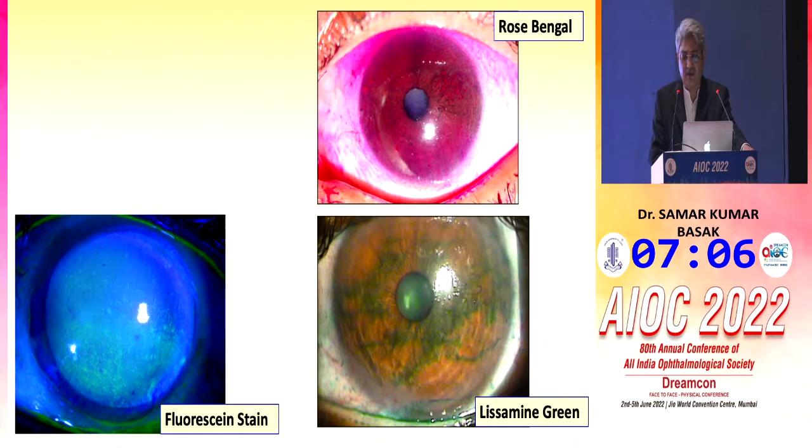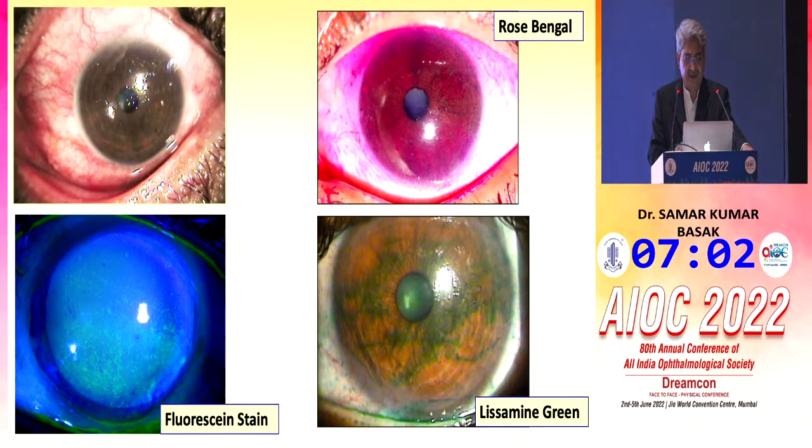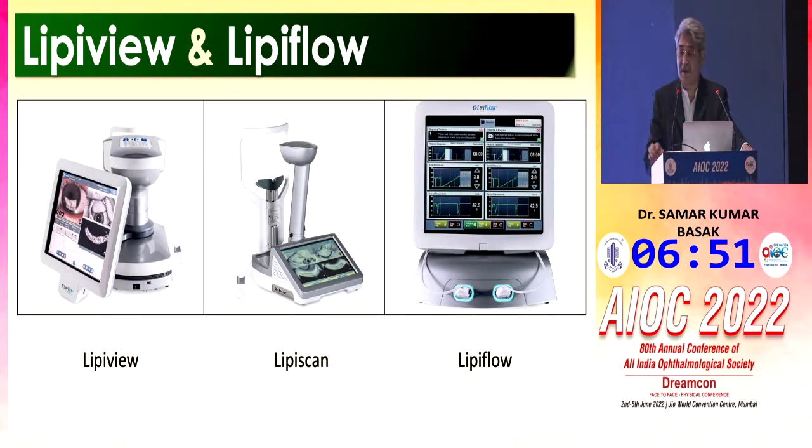You can also go for rose bengal, lissamine green and fluorescein stain. And this is the surface of a patient whom I cancelled for operation. You see that after doing all the tests, the tests are positive. So you need to treat that patient before doing any cataract or premium IOL surgery.